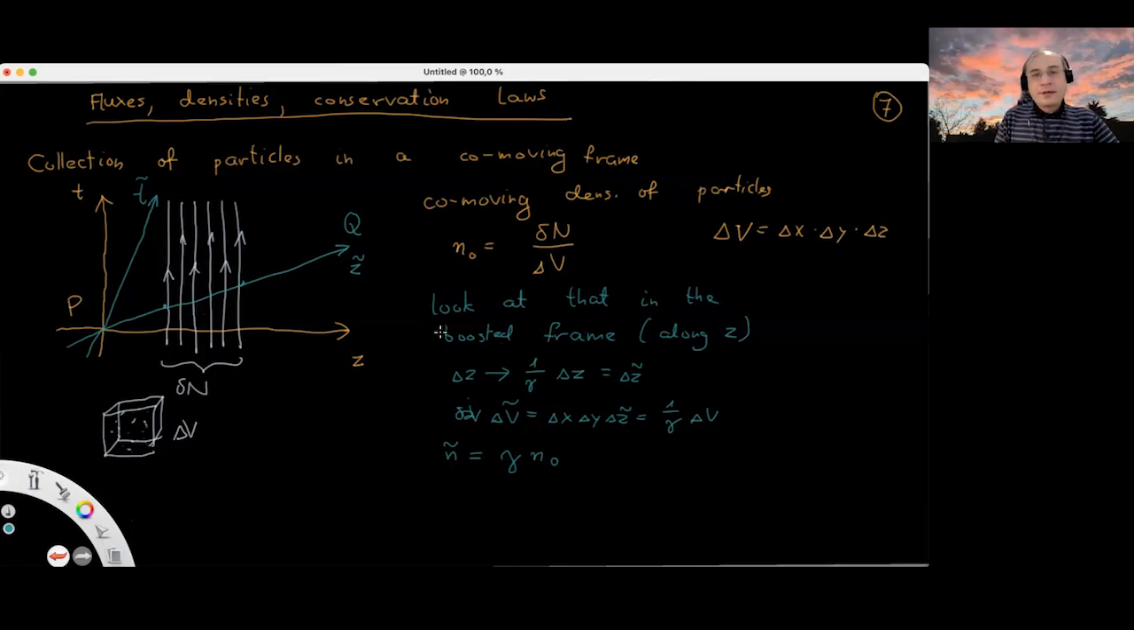So let's consider the situation again in the boosted frame. In the boosted frame, the particles appear to be moving along the z-axis, but in the opposite direction. So let's fix some kind of z equal constant surface. And the observer Q will register a flux of particles. Let's call it F in the direction of Z. So flux of particles. Well, all these particles will eventually cross this z equal constant surface. They will begin with this one, and then this one will be the last one to cross. So there will be delta n of them. They will cross in some time delta t, and the area they will cross will be some kind of delta a. But this delta a is nothing else but delta x times delta y.